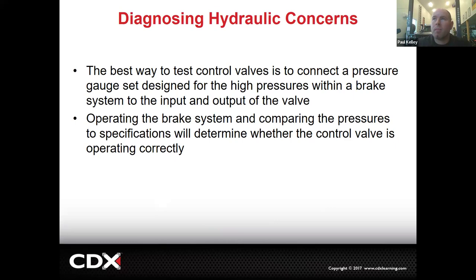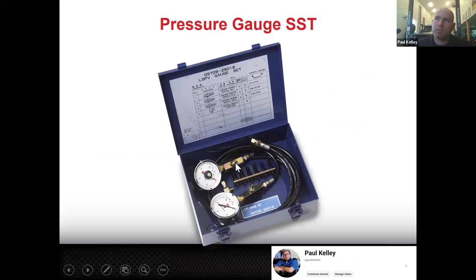So this was a lot of theory, and now we're about to kind of shift. We still got quite a bit to go, so I'm going to proceed. So best way to test control valves, connect a pressure gauge. I hate to do it, but if I had a real problem that I couldn't figure out, I would, and here's the SST. So you literally have to take bleeders out and thread this into the bleeder hole, or sometimes even take hoses off and thread it into the hose. That means brake fluid, that means bleeding, that means a mess. This is not my first choice, for real.